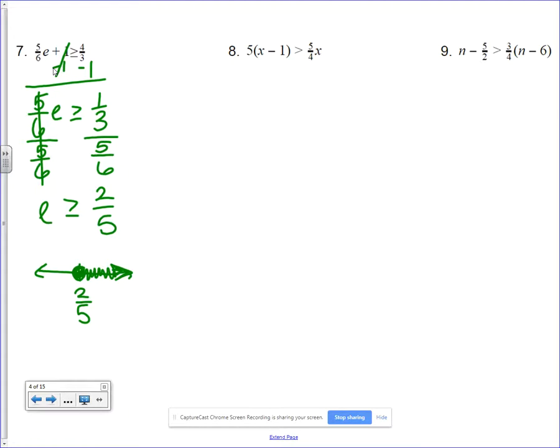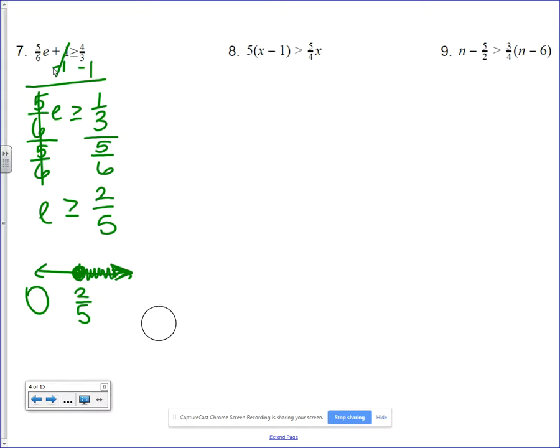I want to know if 0 is a solution to this. Is 0 over here on the left, which is not shaded, or over here on the right, which is shaded? 0 is less than 2/5, so it'd be over here. It would not be a solution. How about 47? 47 would be over here, wouldn't it? So it would be a solution.